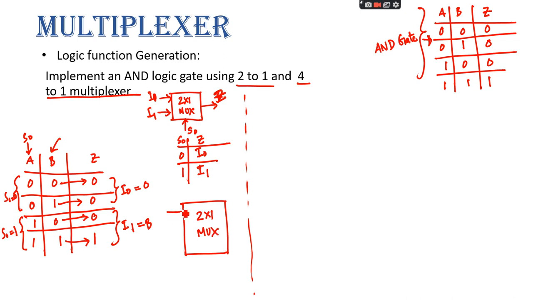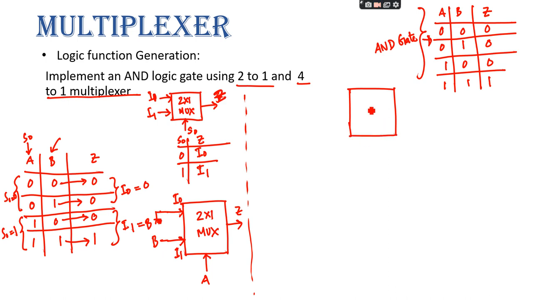So your I0 should be connected to ground, right? Yes, sir. And your I1 should be connected to B, right? And here your control input should be A and your output should be Z, right? Yes, sir. So the same thing, how can we do that using a 4 into 1 multiplexer?